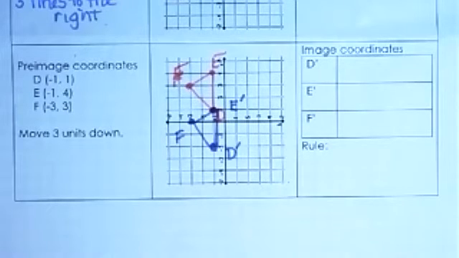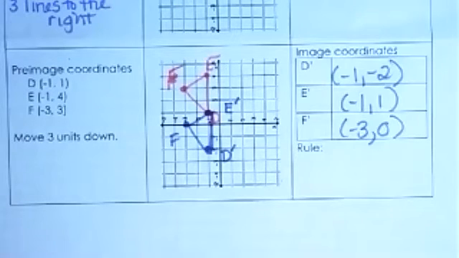Now, the last thing we have to do is write down our new ordered pairs. So D prime right here is at negative 1, negative 2. So negative 1, negative 2. E prime, I can cheat and use the D coordinates over here, or I can just find them again. It's negative 1, positive 1.